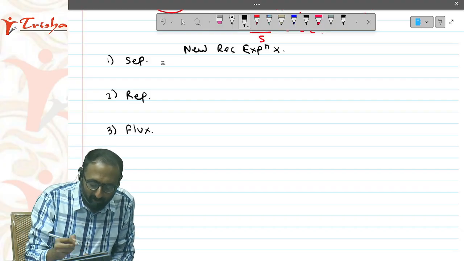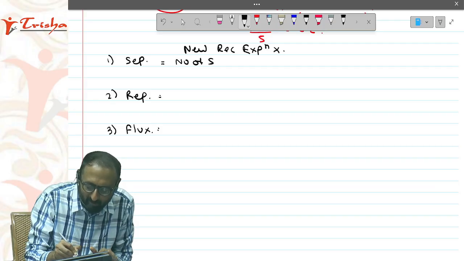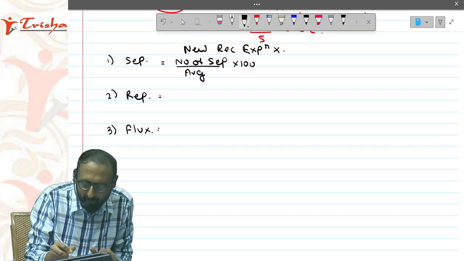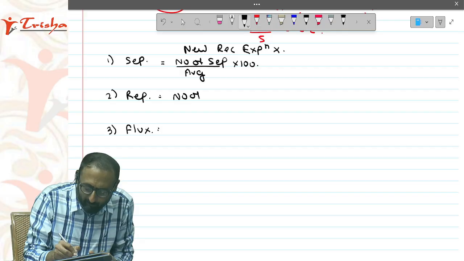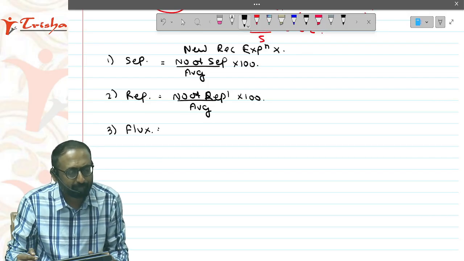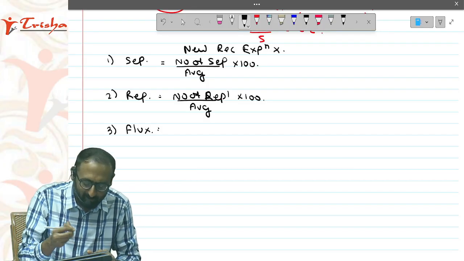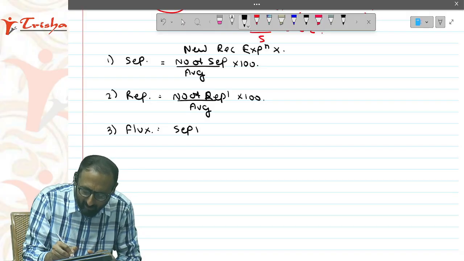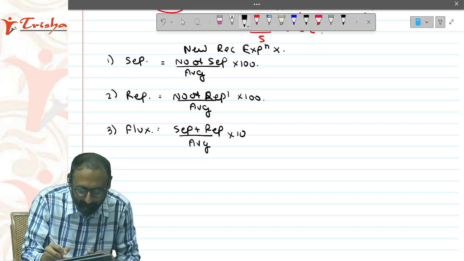So, the separation formula, if you remember, what will be the separation formula? Number of workers separated divided by average number of workers multiplied by 100. Second, replacement. The formula will be number of workers replaced divided by average number of workers multiplied by 100. Flux method is just an addition of the above two methods. Under the flux method, the formula will be number of workers separated plus number of workers replaced divided by average number of workers multiplied by 100.